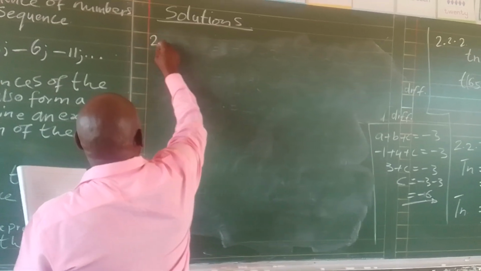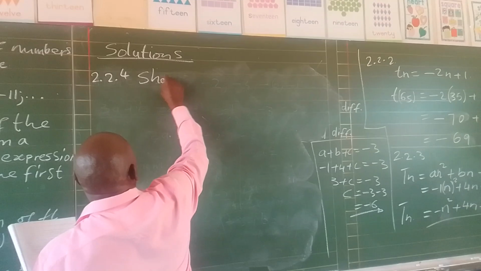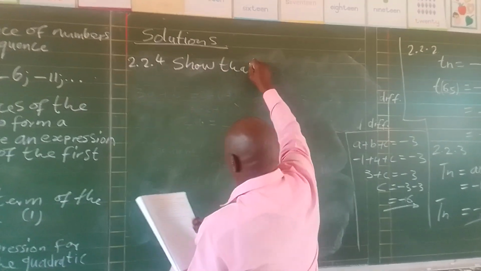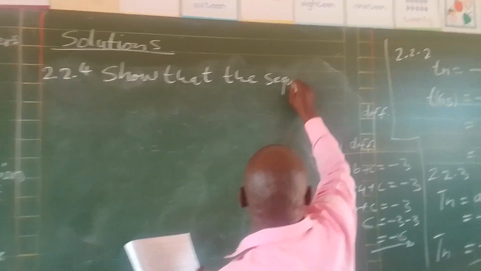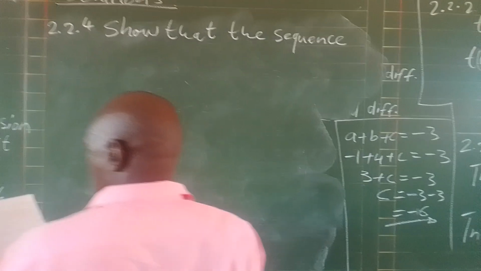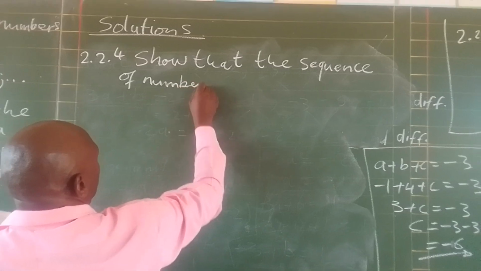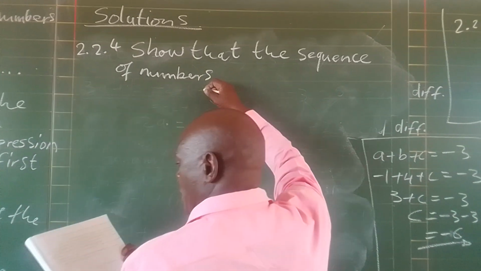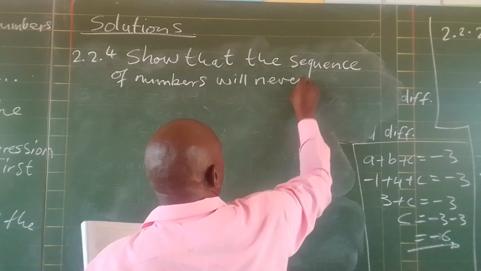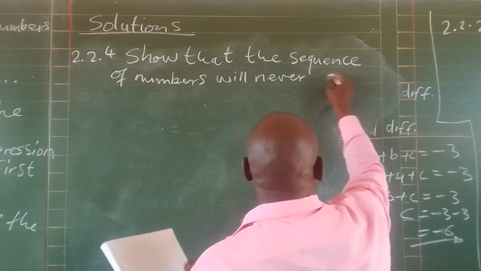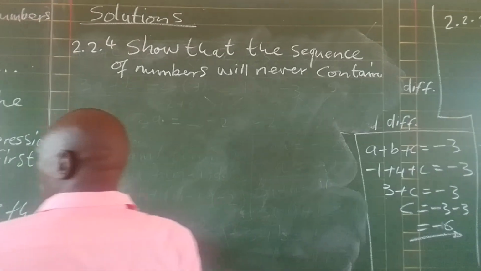Then the next question is 2.4. It says show that a sequence of numbers will never contain a positive term.